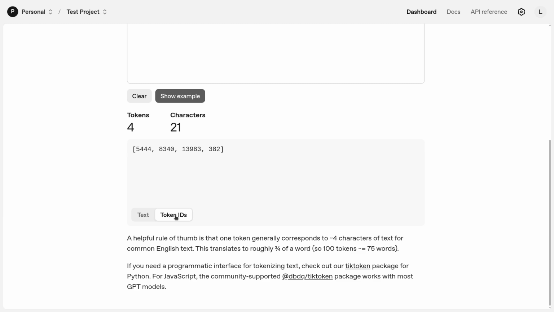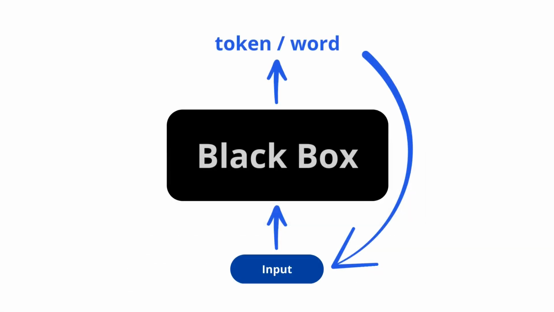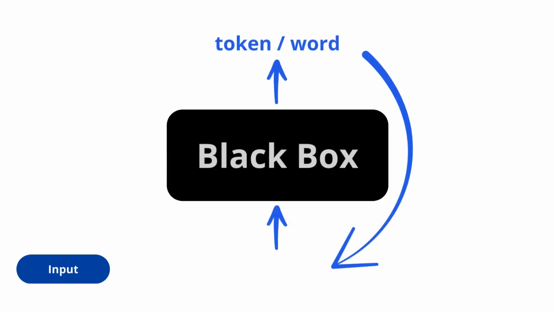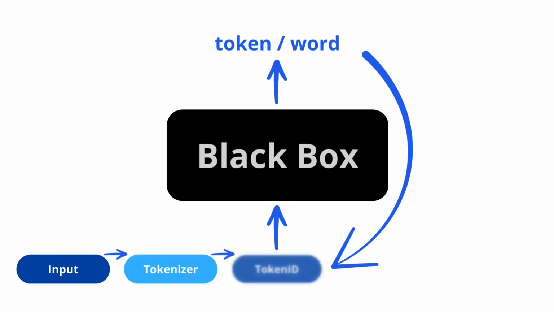Exactly. Let's now summarize how input processing works. So, our input is processed by a tokenizer, allowing us to obtain token IDs, which will be further processed by our black box. What we receive at the output is also a token identifier.